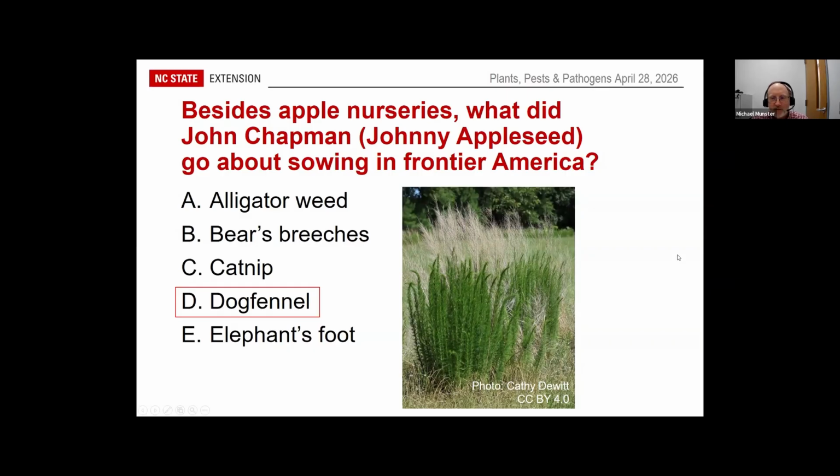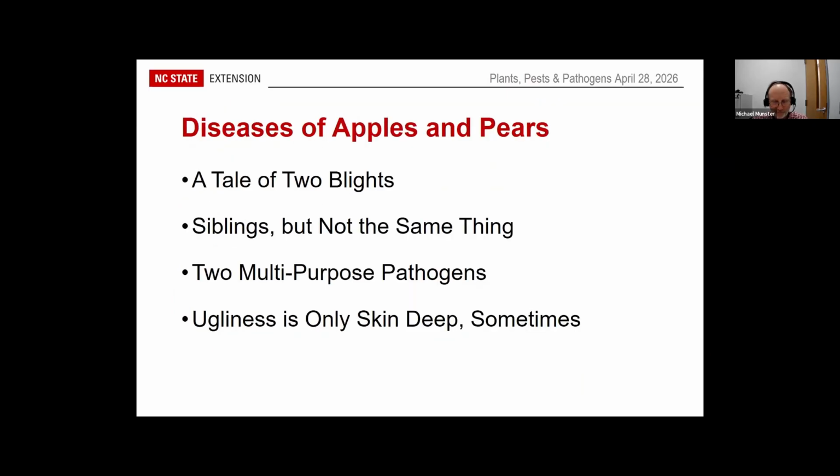So let's return now to our theme of what diseases and pests we would find on these fruit trees, these apples and other things. So I am going to set this up. There's a lot to say about apples and pears, and I'm going to be selective. And I decided to do it in pairs, P-A-I-R-S.